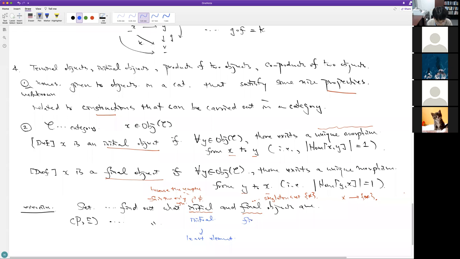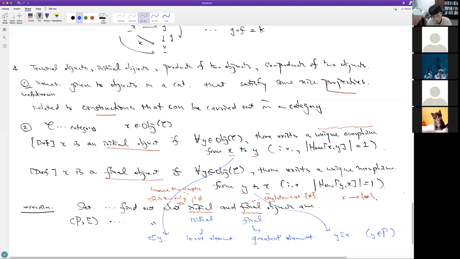For final objects, they correspond to the greatest element. If you look at the definition, for every Y there has to exist a unique morphism from Y to X. In the category generated by the partial order P, that means Y is less than or equal to X. And because X is greater than or equal to Y for every Y in P, X is the greatest element.